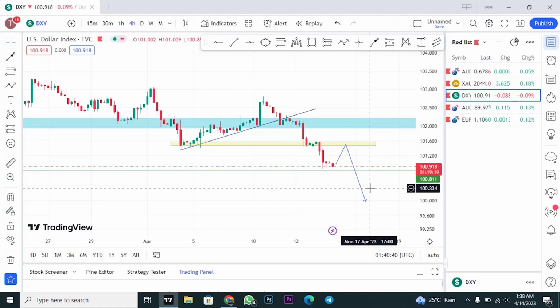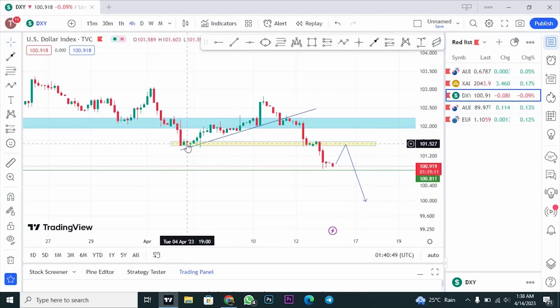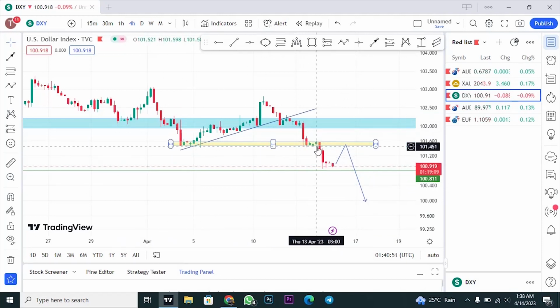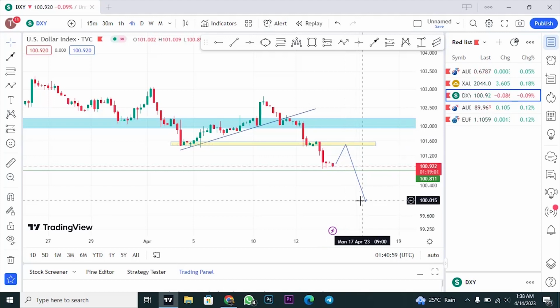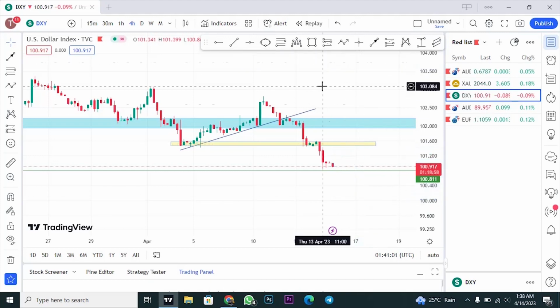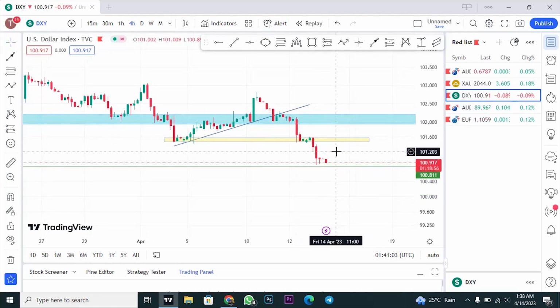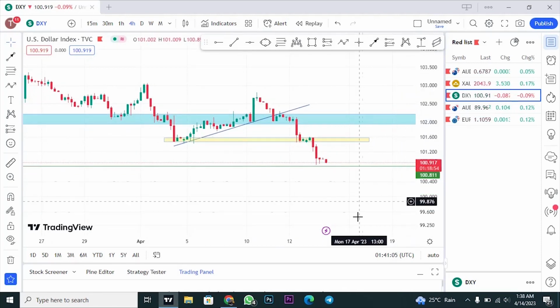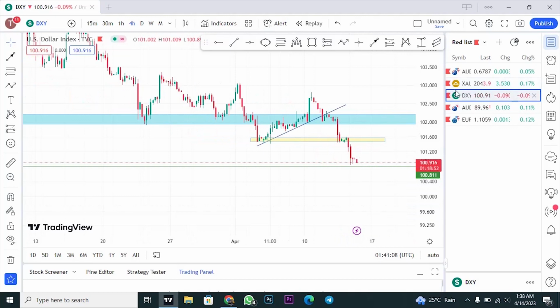So that's my anticipation. I need a little bit of consolidation or correcting to that side, because here was the previous support, now broken, pushing all the way to the downside. So basically we need a consolidation right up to this point, or a correction, and then another push to the downside, because the market is currently in a bearish type of pattern on the US dollar.